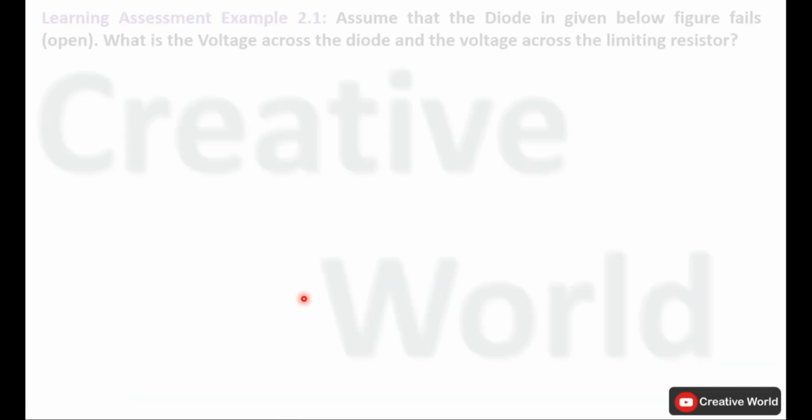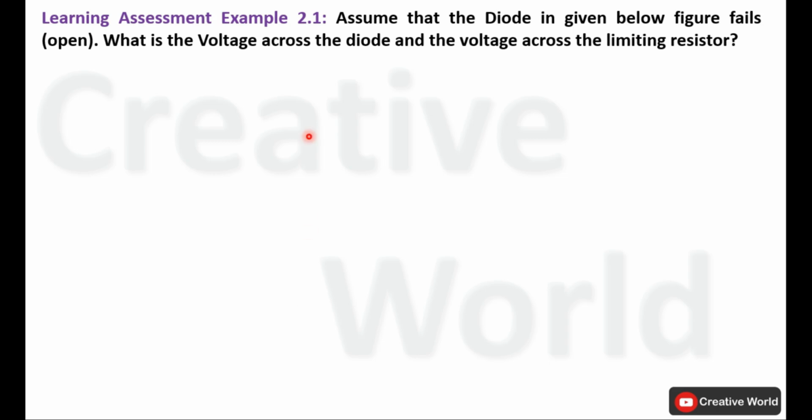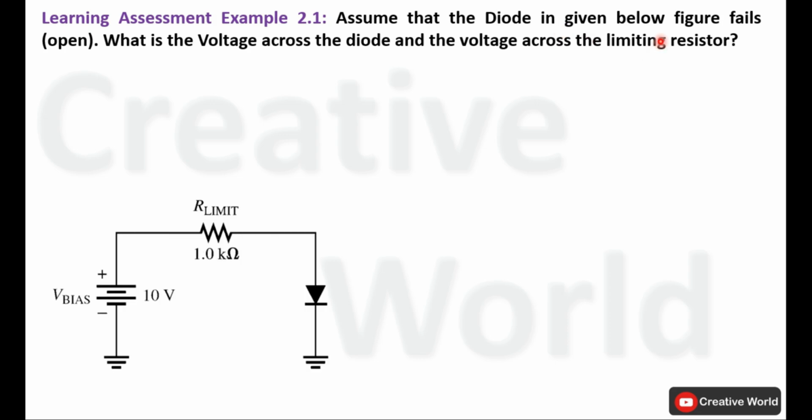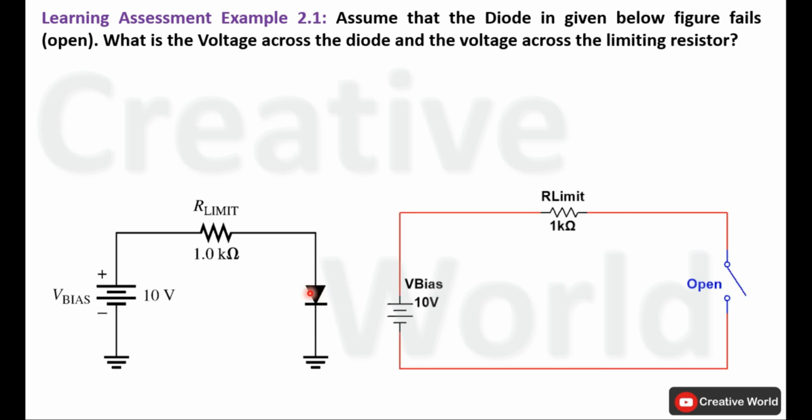Read the scenario. Learning assessment example 2.1. Assume that the diode in the given figure fails. What is the voltage across the diode and the voltage across the limiting resistor? This is the circuit diagram of the diode. Inside this network, it is told that this diode opens. So the modified circuit diagram according to the given instructions is provided here.